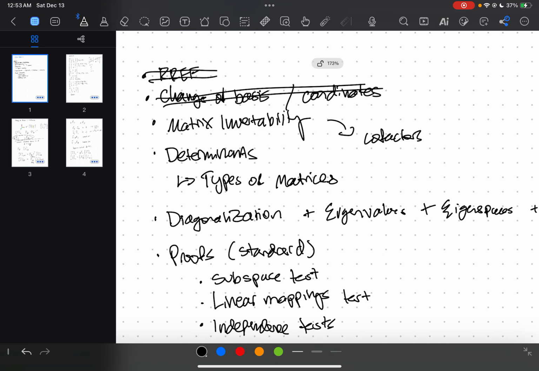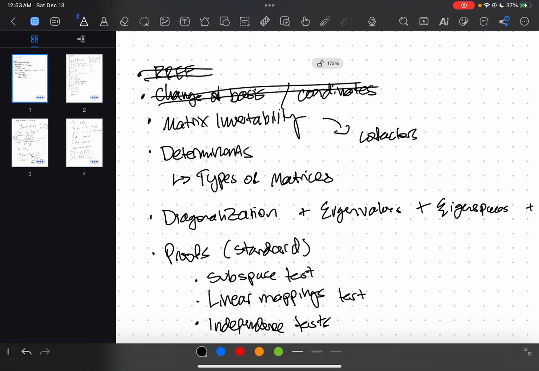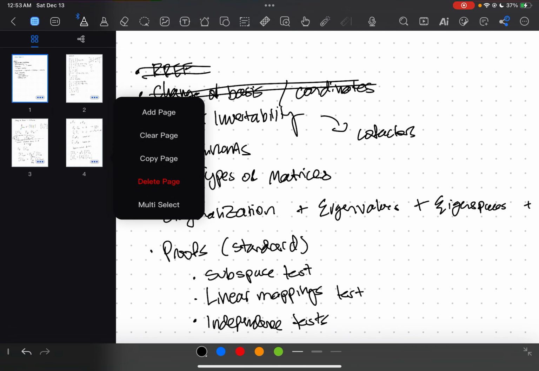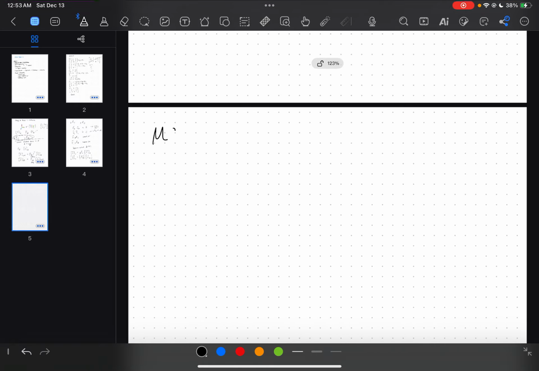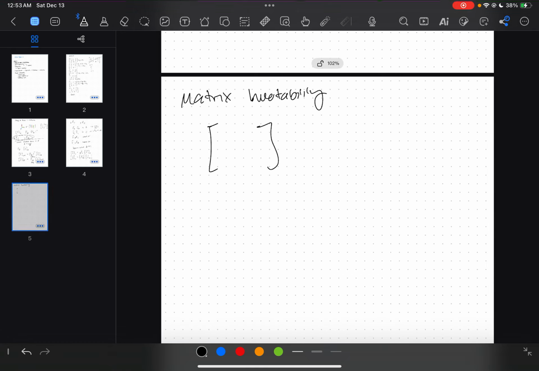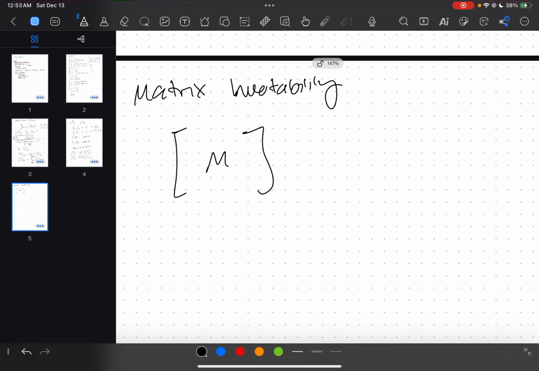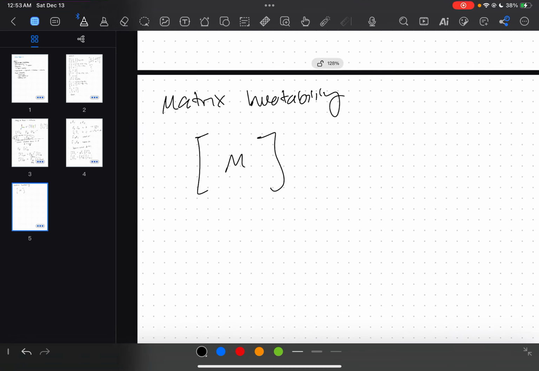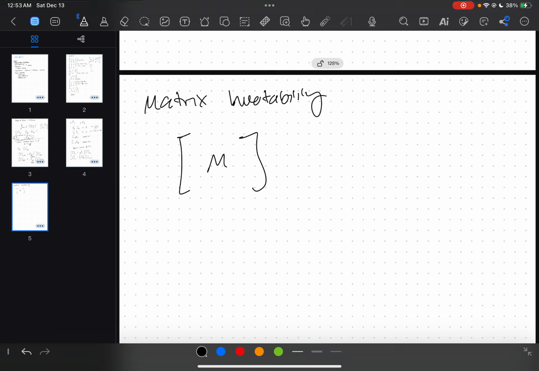Yep. Matrix invertibility. So, assuming we have a matrix M, this is how we get to something from standard. And so, the opposite of that is the inverse of the matrix. Like, this notation might not be right, but they do write M and M minus 1. And I'm just drawing the brackets for my own thing.